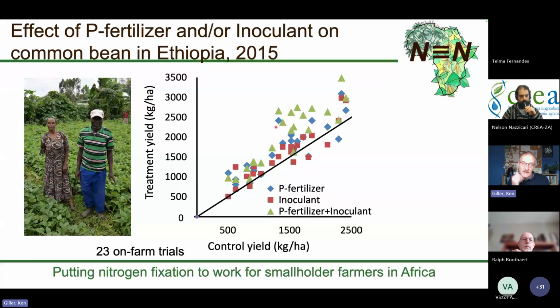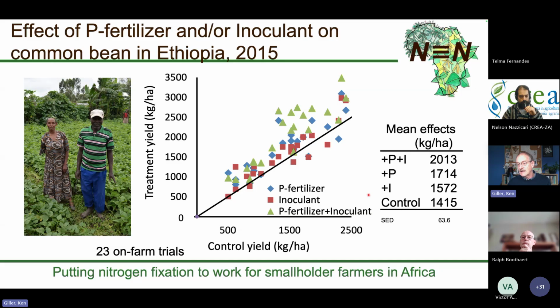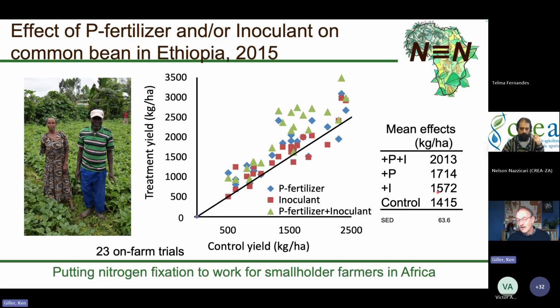And similar to the trials that I showed you earlier, using these farmer tryouts, the control yield plotted on the x-axis and the treatment yields on the y-axis here with common bean. And again, we're going from a control yield here of 1,400 kilos per hectare up to more than 2 tons per hectare with both phosphorus and inoculation. And again, we find no direct interaction between P and I.